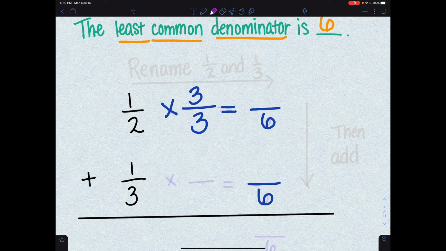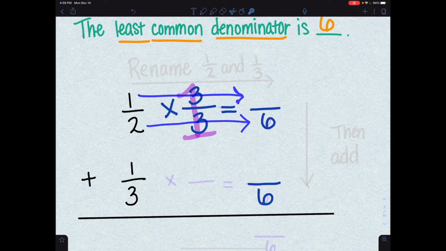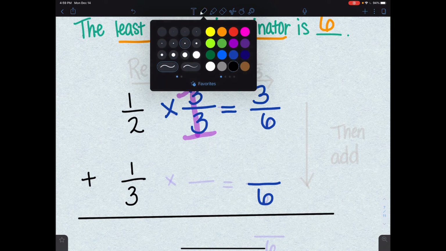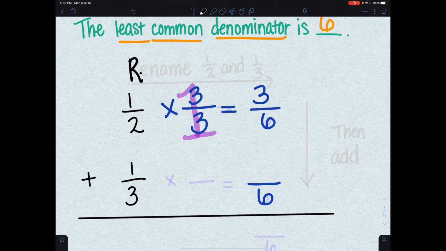That way, this is just a big fat 1, right? And then I multiply straight across. So 2 times 3 is 6. 1 times 3 is 3. And what we're doing on this part of the problem is we are renaming, and we're going to do it to both fractions, 1/2 and 1/3.